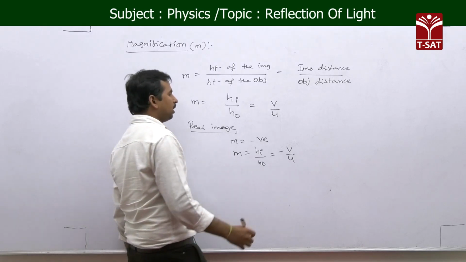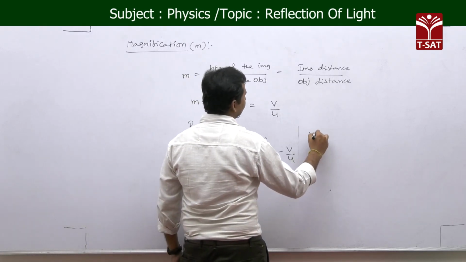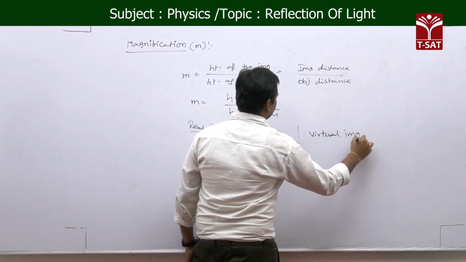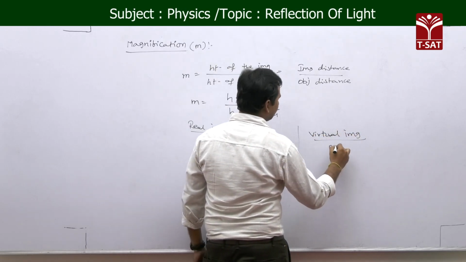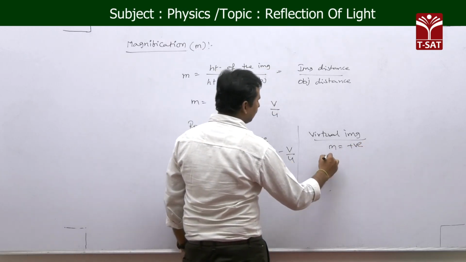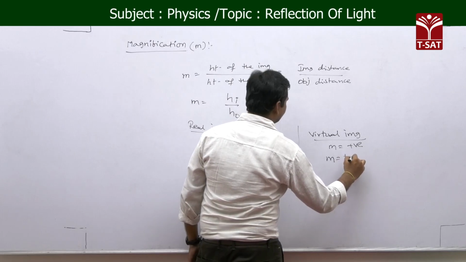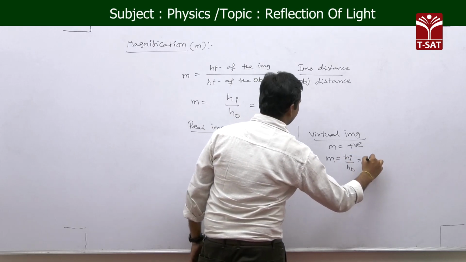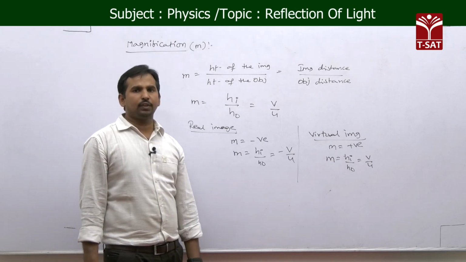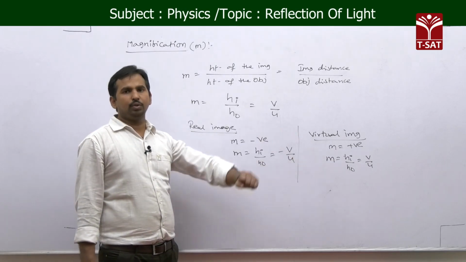If it is a virtual image, then the magnification m is a positive value. So m is equal to height of the image by height of object, which is equal to minus of minus v by u. The minus becomes plus, so m is equal to v by u.